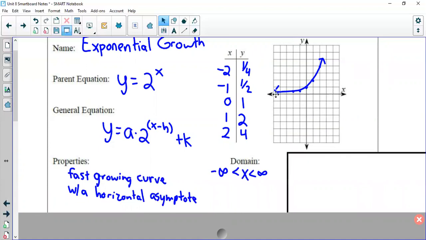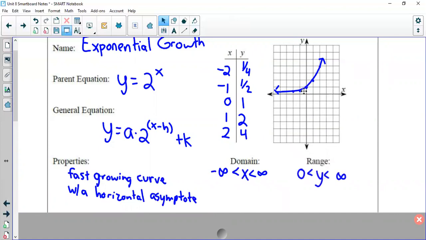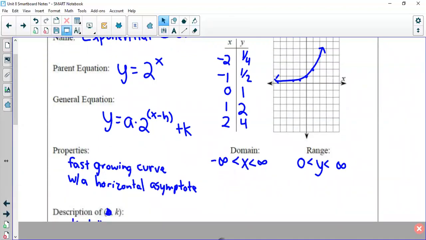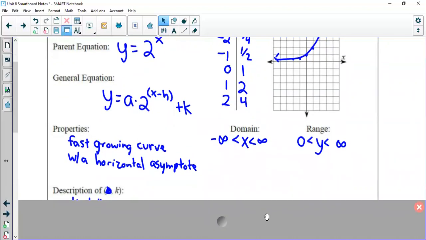Our domain, it does go left forever and right forever, so -infinity is less than x, which is less than infinity. But our range, it gets really close to 0, but again, since we can never touch it, it does not equal it. So it's 0 is less than y, which is less than infinity. And then our description, in this case, the h still does move the graph left and right, but remember, if you look at our parent graph, there is no h and k in our parent graph, and there's nothing at 0, 0.